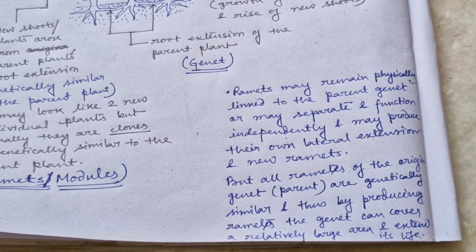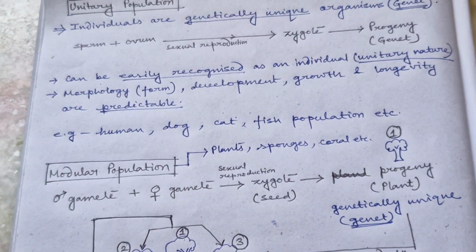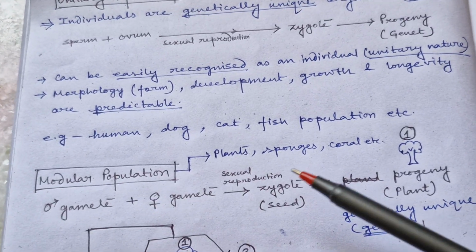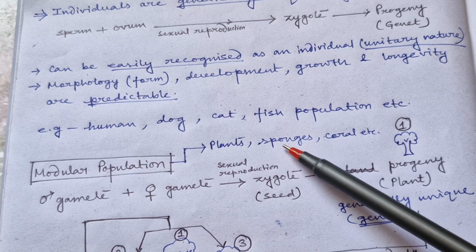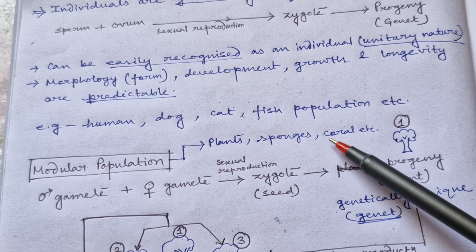So I hope now the difference is clear in your mind, and some other examples of modular population from the animal kingdom are sponges, corals, etc.